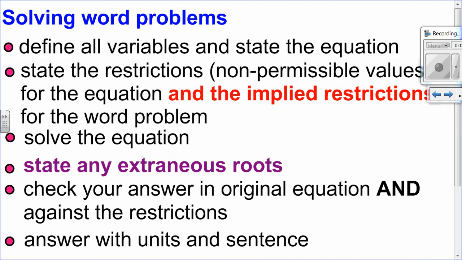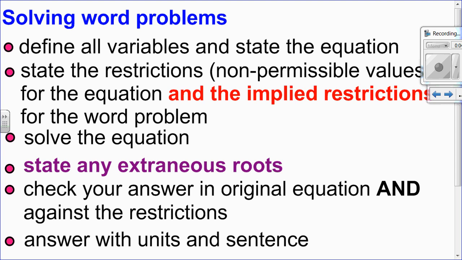So in this video, we're going to talk about solving word problems. Let's review the steps. First thing I want you to do is define all your variables and then state your equation. You're going to state your non-permissible values. Now those are the restrictions of the original equation plus the implied restrictions. Because these are word problems, we might have implied restrictions. For example, time can't be negative. You can't sell half a movie ticket, for example.